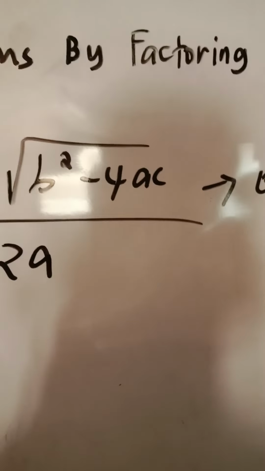The quadratic formula is x equals negative b plus or minus the square root of b squared minus 4ac, divided by 2a. This is our quadratic formula. To test if the equation is factorable or a perfect square, you have to use the discriminant of the quadratic formula. Our discriminant is this one.